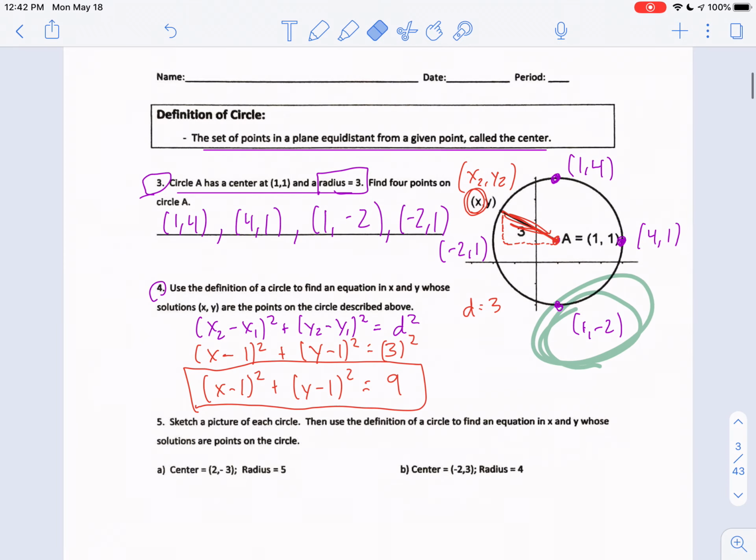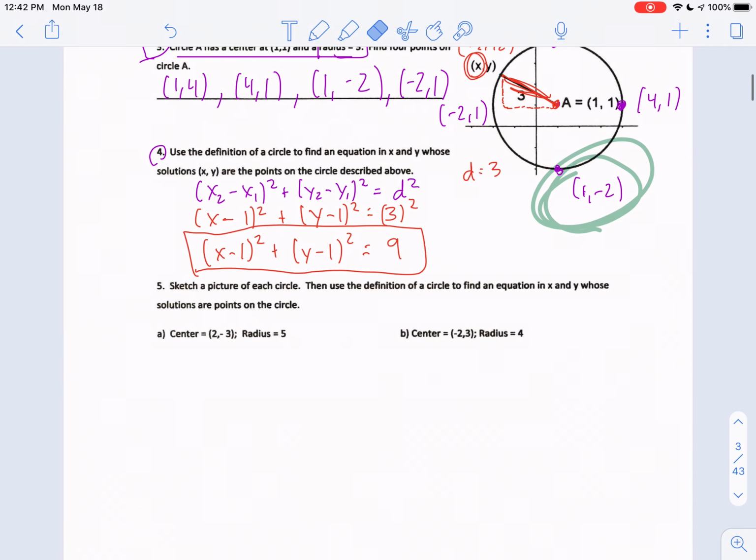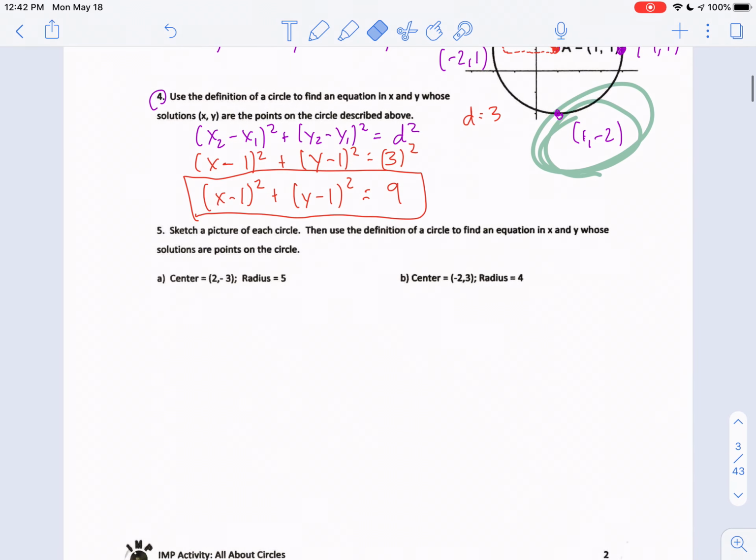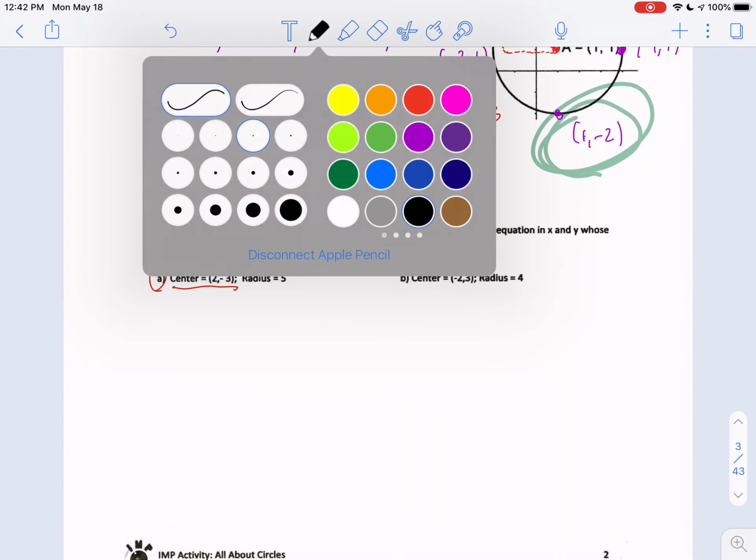Okay, so we're gonna get a little practice with this. I know it's kind of new. So I'm gonna do part A, and then you're gonna do part B. So sketch a picture of each circle, then use the definition of a circle to find an equation in x and y whose solutions are points on the circle. So right now, just plot anything you know. Okay, the center. Let's graph that here.